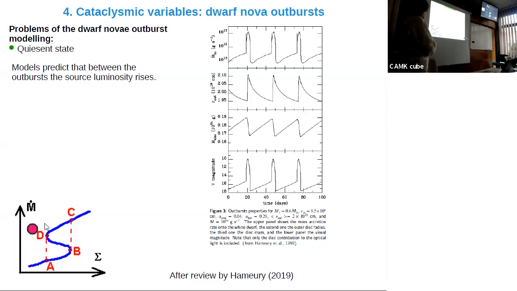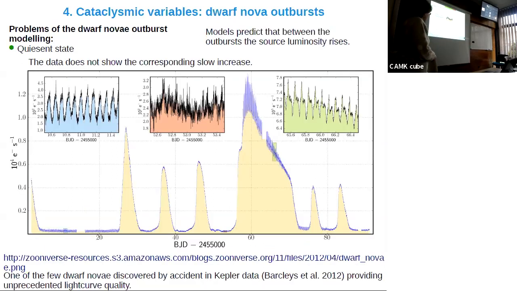This is related to this picture. Because after the outburst, you cool the disk, you jump to point A, and then you move along the stable lower branch from A to B. B is higher, so the accretion rate is slowly rising, right? This is what you see in the model. But this is what you see in the data.